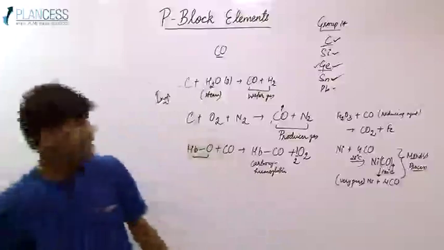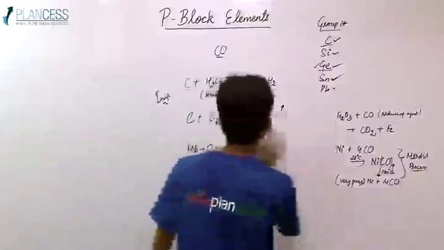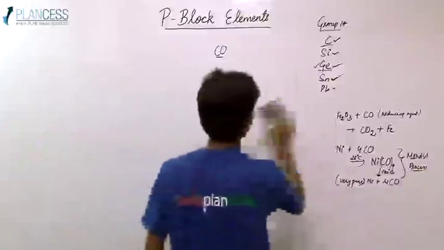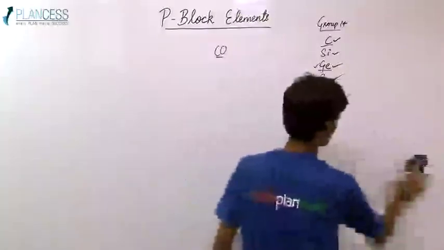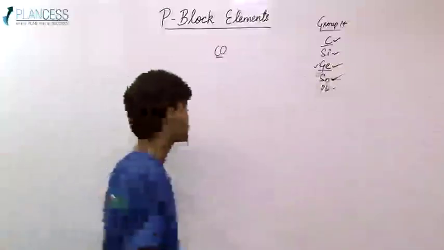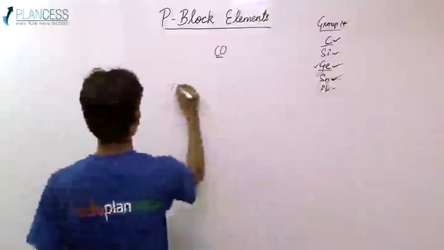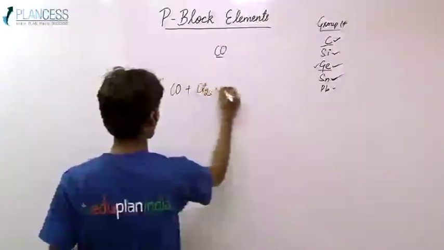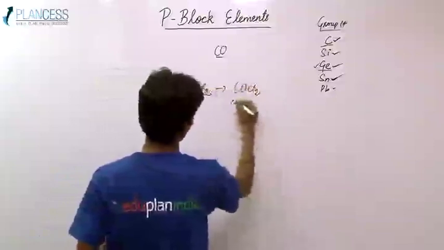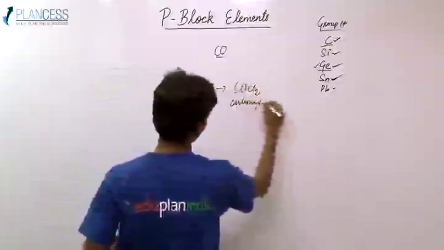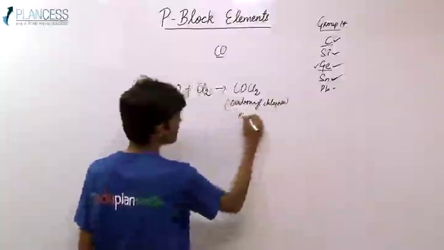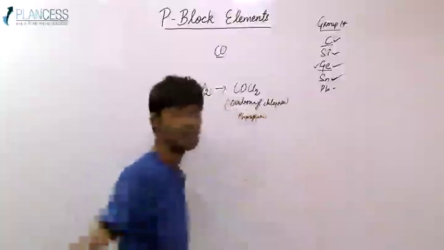Some of the other reactions of carbon monoxide. Carbon monoxide is a very important compound, and it is used in quite a few reactions. When carbon monoxide is reacted with chlorine, it forms carbonyl chloride, which is also known as phosgene gas, which is very poisonous in nature. That is, carbon monoxide when reacted with Cl2 forms COCl2, which is carbonyl chloride, but popularly it is known as phosgene, and it is very, very poisonous.